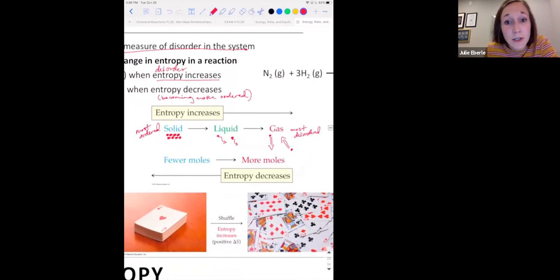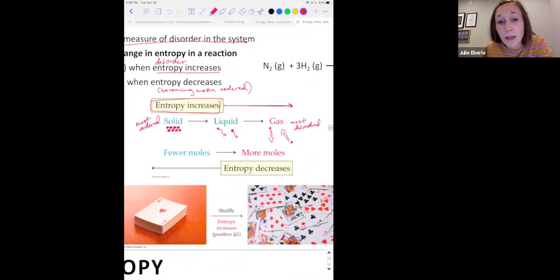The other way to measure entropy, so that's why this figure, if we read the box here, entropy increases as you read the figure from left to right. That's why the arrow is saying entropy increases as you go across the figure this way. Also, entropy increases if you have fewer moles of stuff on your reactant side and you end up with more moles of stuff on your product side. We'll look at some examples, okay?